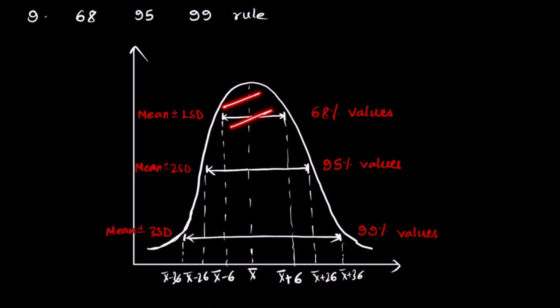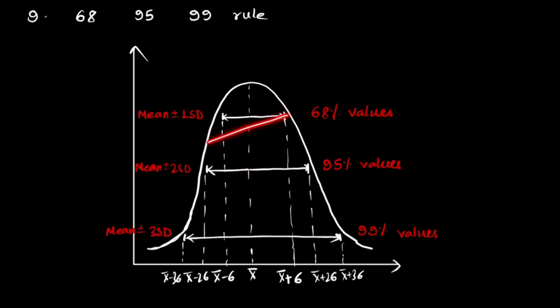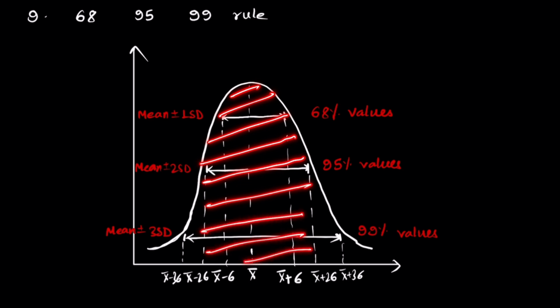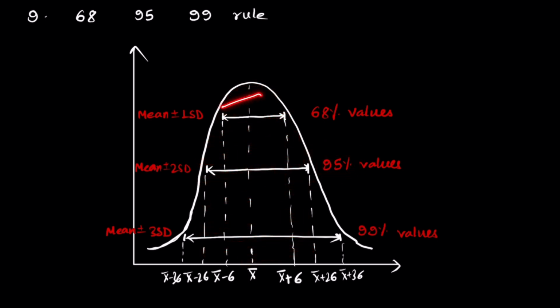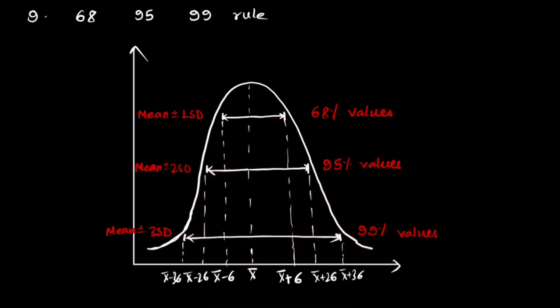Again, the area within the graph that incorporates mean plus minus 1 standard deviation is equal to 68% of the total area or 68% of total values. Mean plus minus 2 standard deviation is equivalent to 95% of the total area or all the values. Mean plus minus 3 standard deviation is equivalent to 99% of the total area of the graph or all the values. So this is your 68, 95, 99 rule.